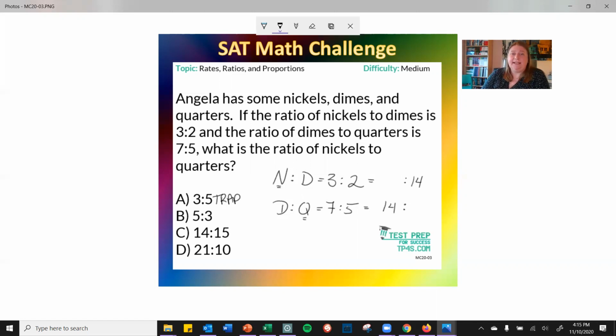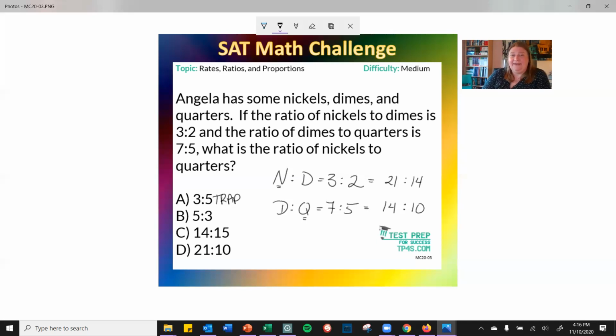So now let's go back to nickels. Dimes used to be 2, and I multiplied that by 7 to get 14. So the 3 also needs to be multiplied by 7. 3 times 7 is 21. Now look here, dimes used to be 7, and I had to multiply it by 2 to get 14. That means my 5 will also have to be multiplied by 2. 5 times 2 is 10.